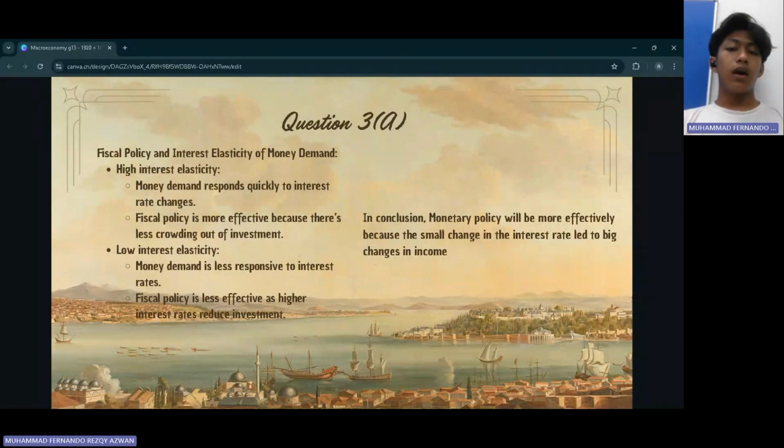But at low interest elasticity, money demand is less sensitive to interest rate change, and an increase in income raises money demand sharply, causing interest rates to rise significantly. This leads to a stronger crowding out effect, reducing investment and dampening the impact of fiscal policy. And the result, fiscal policy becomes less effective.